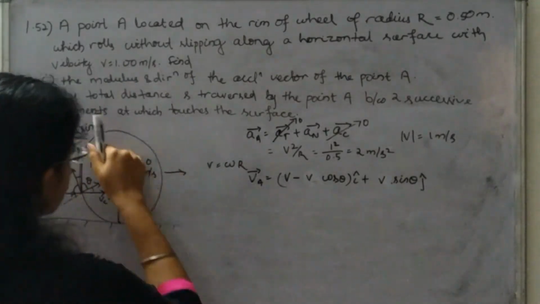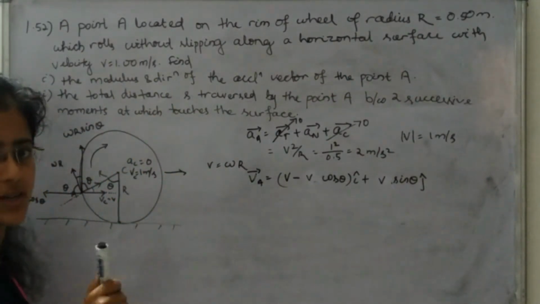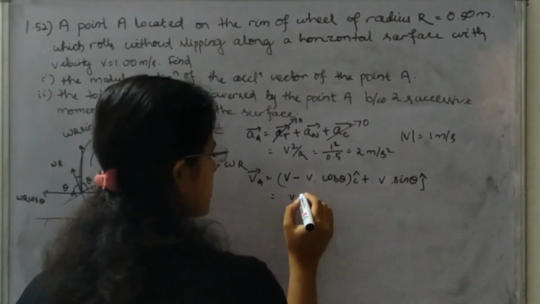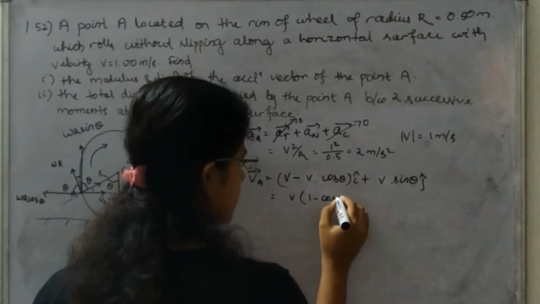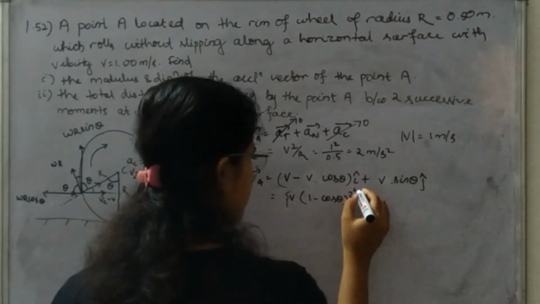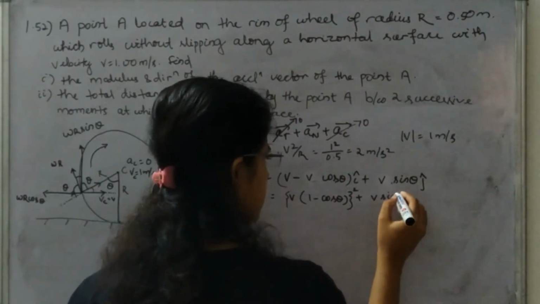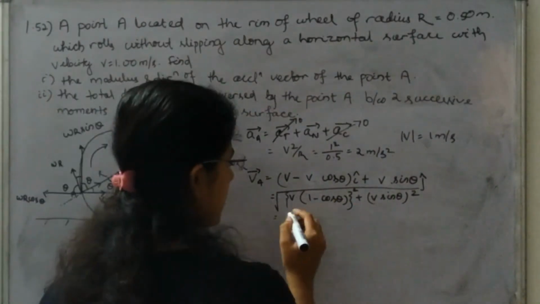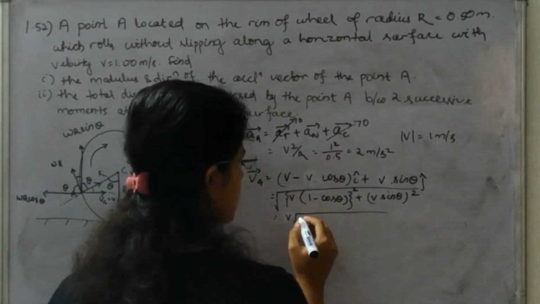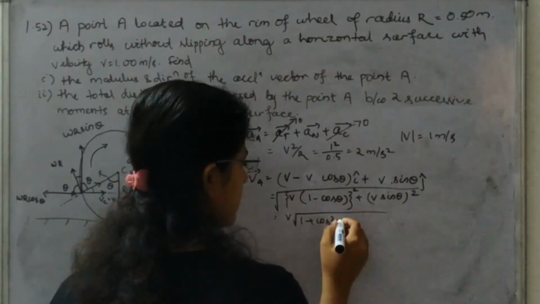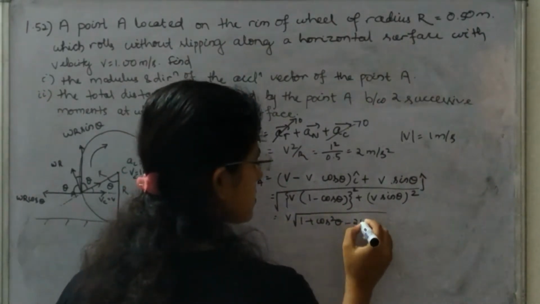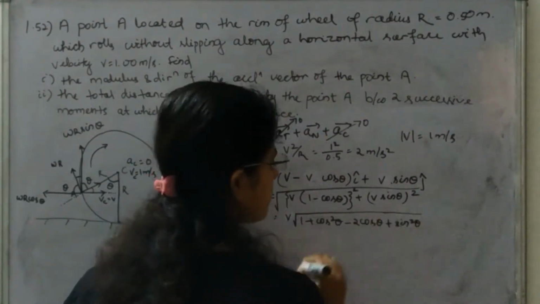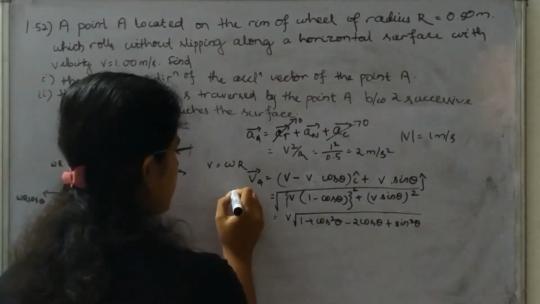Okay, we have to derive the total distance, not the displacement. Distance means we have to derive the modulus of velocity now. So the modulus of velocity is how much? The root of V(1 minus cos theta) whole square plus (V sin theta) whole square. So V we can take outside the bracket. This is the root of 1 plus cos square theta minus 2 cos theta plus sin square theta. Okay, this is the modulus of V.